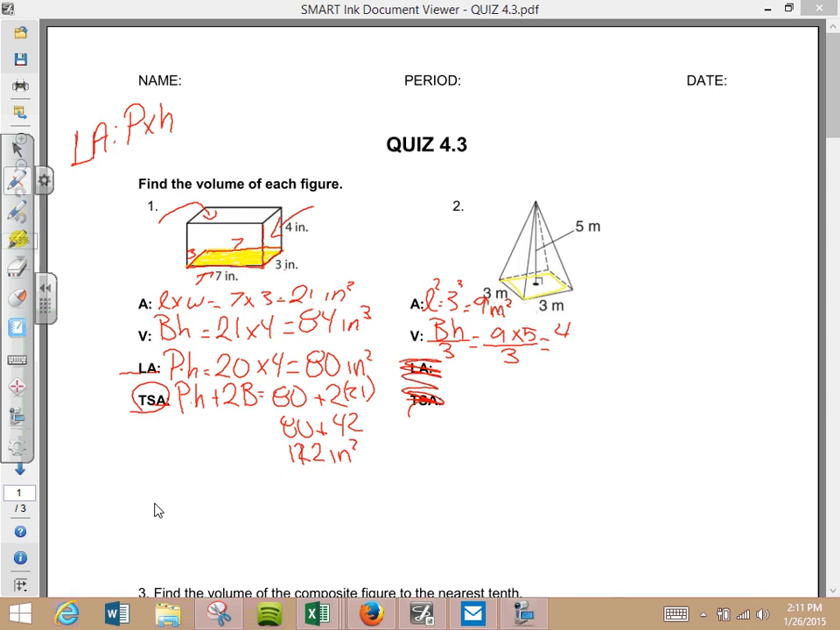So 9 times 5 is 45. When you divide by 3, you get 15. You needed to divide. You need to be careful with those things. Do we have any questions with those?